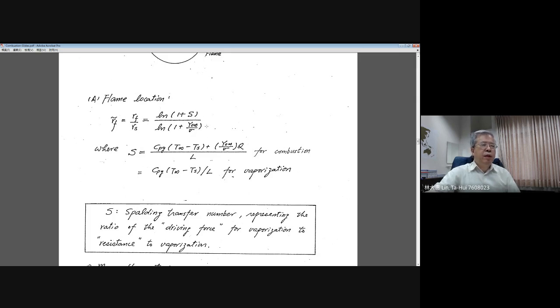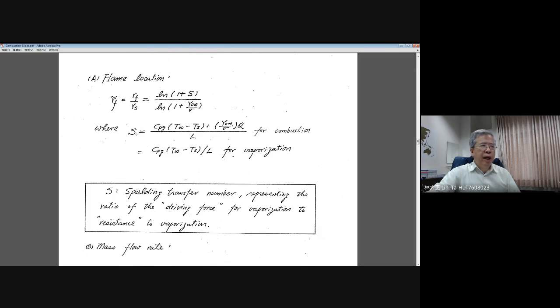And then the most important thing, I try to introduce the definition of the so-called Spalding number S. The upper formula is used for combustion, the lower one for evaporation. But you can see for both formulas, for combustion and evaporation, in the denominator they only use L. L represents the latent heat of evaporation. Here, you should remember I use an assumption for the D-square law. For the D-square law, we do not assume the preheating of the droplet.